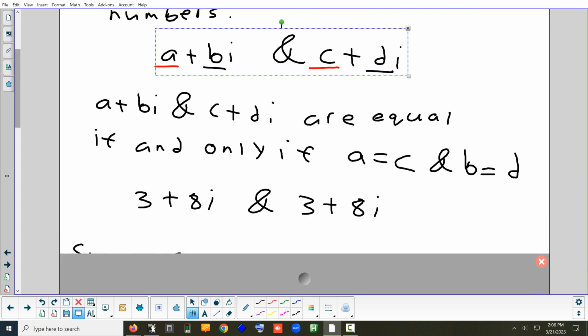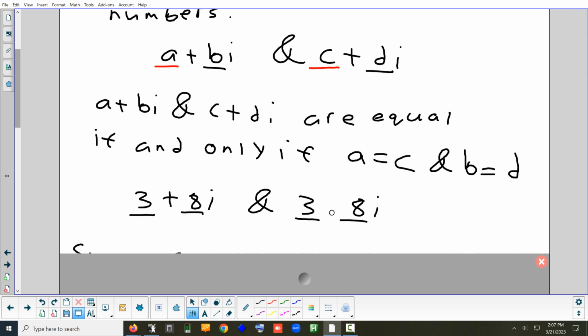So like that. Real part 3, real part 3. Those are equal. Imaginary part positive 8, imaginary part positive 8. Those are equal. We would say that those two complex numbers are equal.